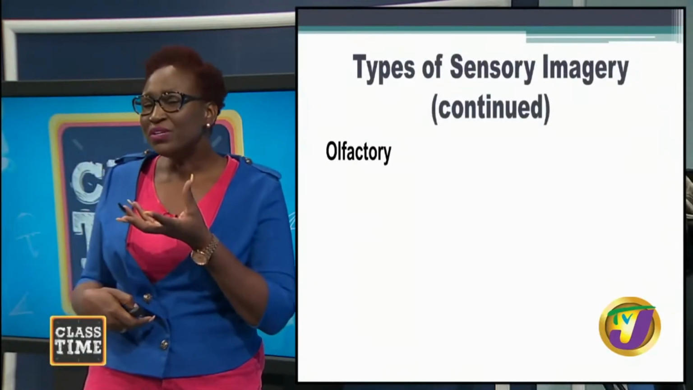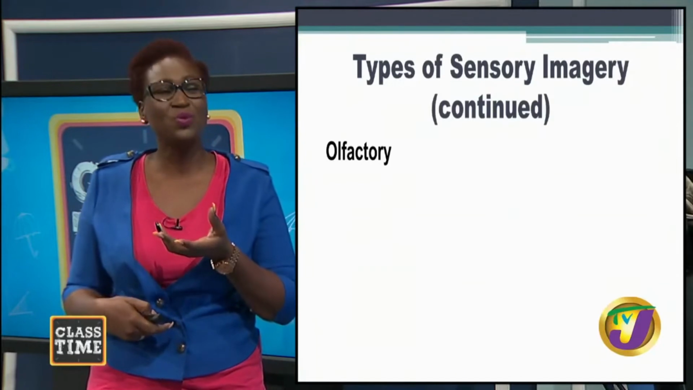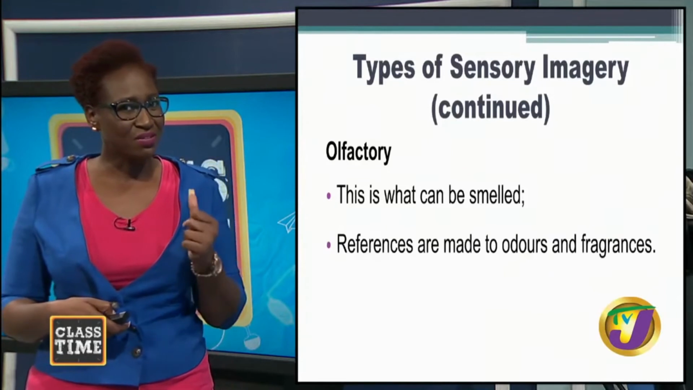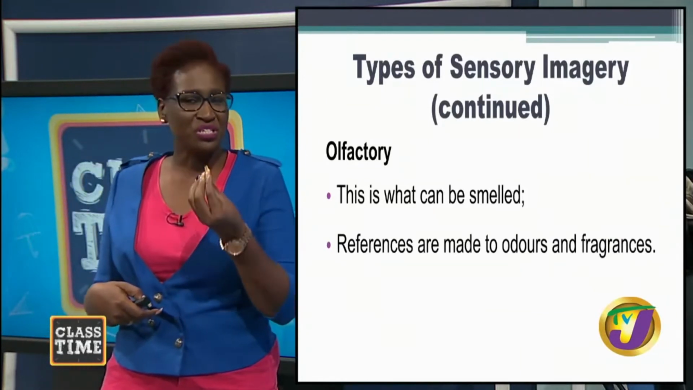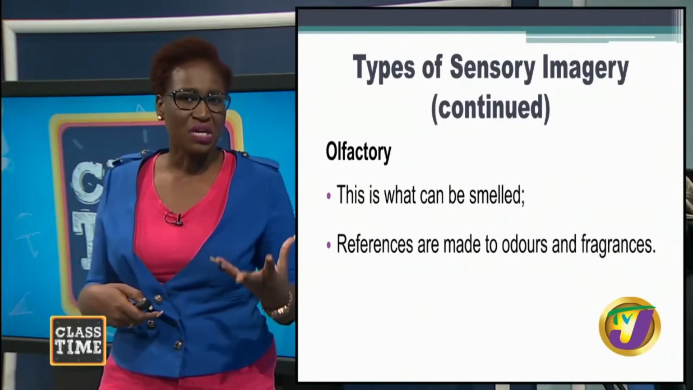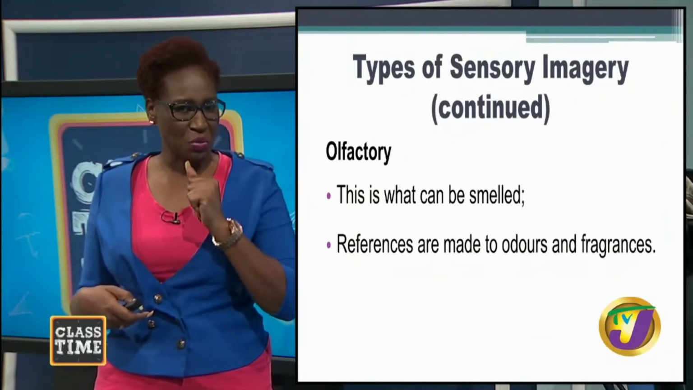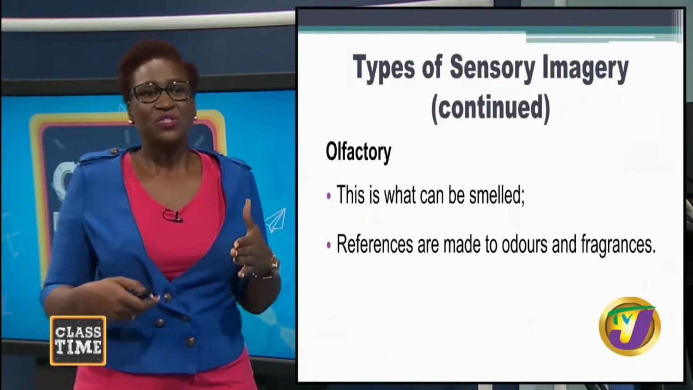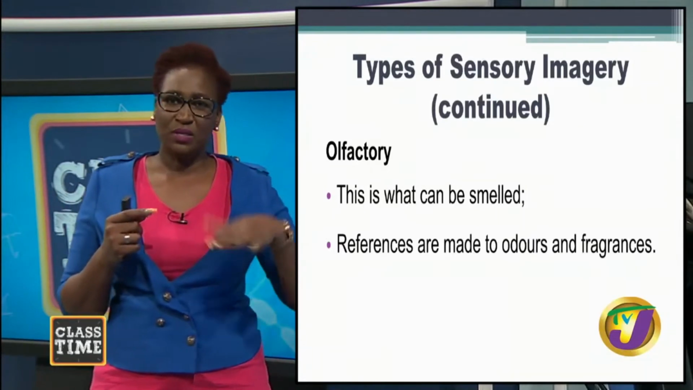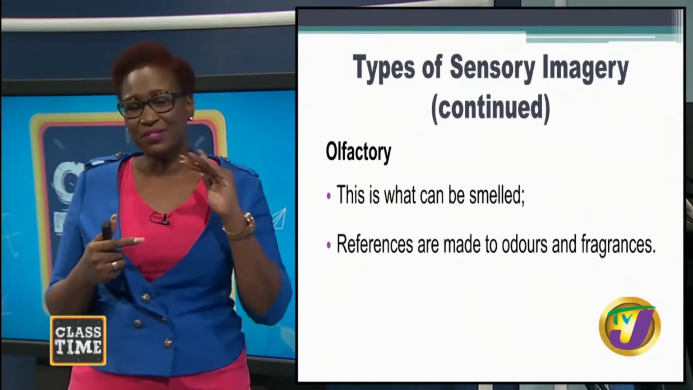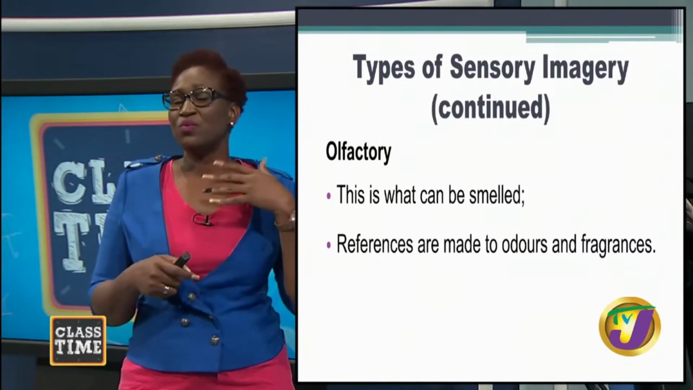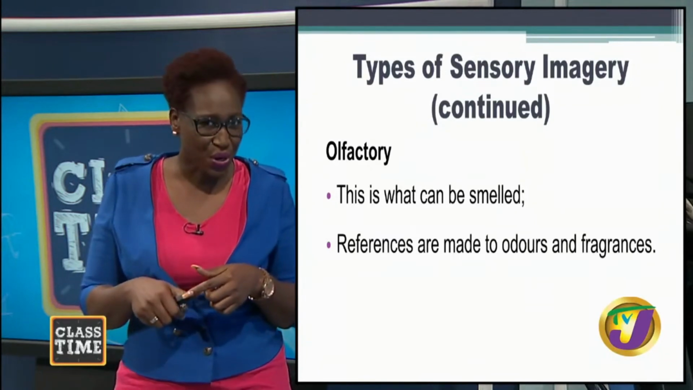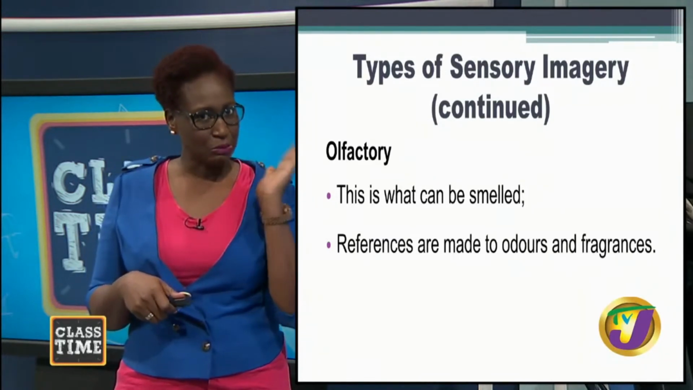You have olfactory images. Now, for those of you who don't know that one, it's what you can smell. So you're reading about things that you can smell. So perhaps there is a pungent aroma of some food cooking, or perhaps a distasteful odor of garbage rotting. All of those are olfactory images. So remember now, we talked about the difference between connotation and denotation, and this is where it comes into play. Because when you hear the word aroma, you think of something pleasant. But when you hear the word odor, your default is something that smells not so nice.